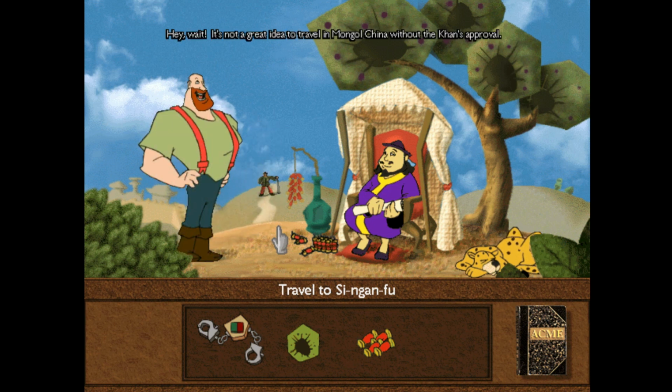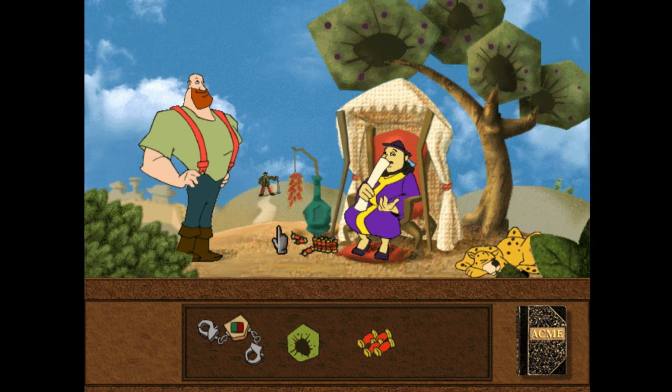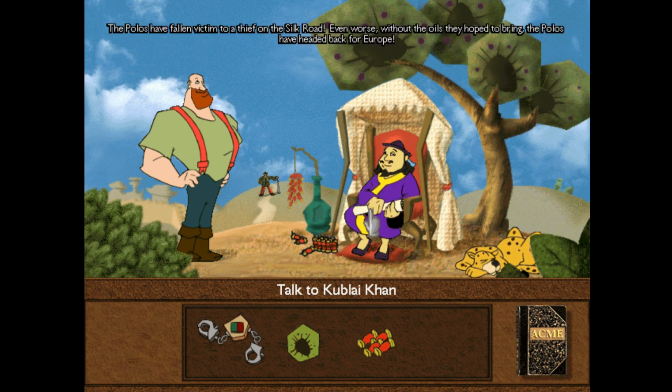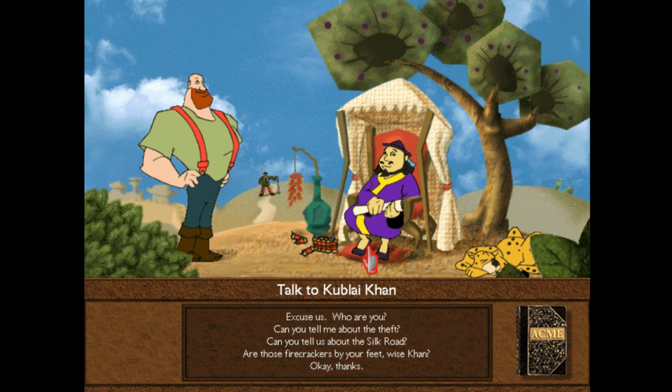Hey, wait! It's not a great idea to travel in Mongol China without the Khan's approval. So that's why the guard has the sword up, because it won't let you pass. But when you talk to Kublai to a certain point, the guard will drop the sword. Even worse, without the oils they hope to bring, the Polos have headed back for Europe. Yeah, the Polos. Marco Polo and his father and uncle are trying to come to China.